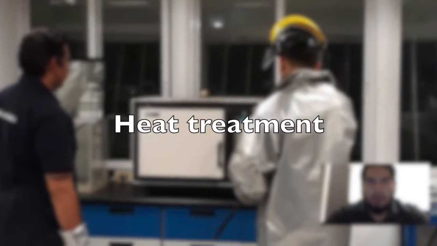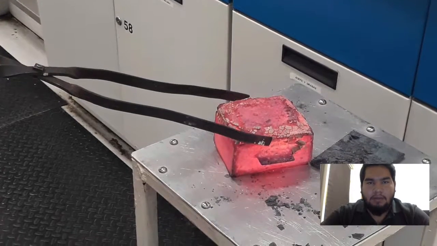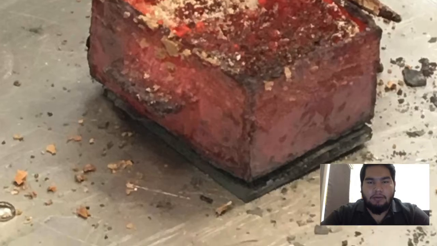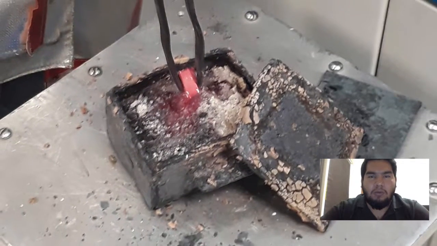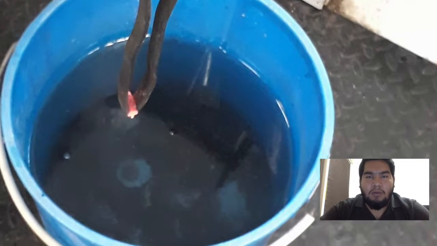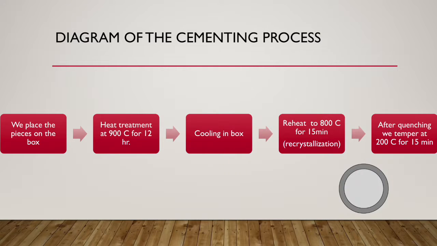The oven took about 2 hours to get to the right temperature, 900 degrees, and the first heat treatment was going to begin. The first one was about 12 hours inside the oven. After, it was going to cool down in the box outside the oven, and the other 2 pieces were going to be heated to the recrystallization temperature for 15 minutes and then quenched in water as well. Once quenched, half were tempered for 15 minutes at 200 degrees.